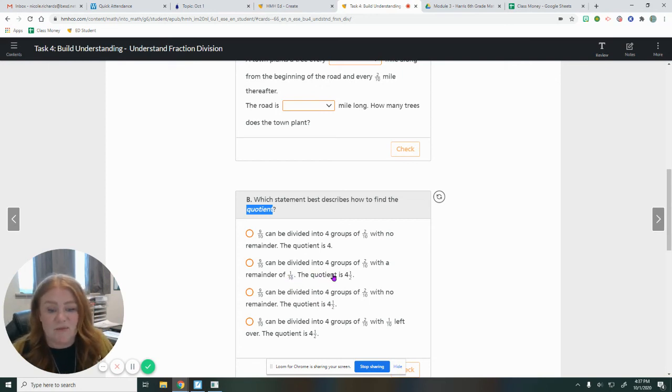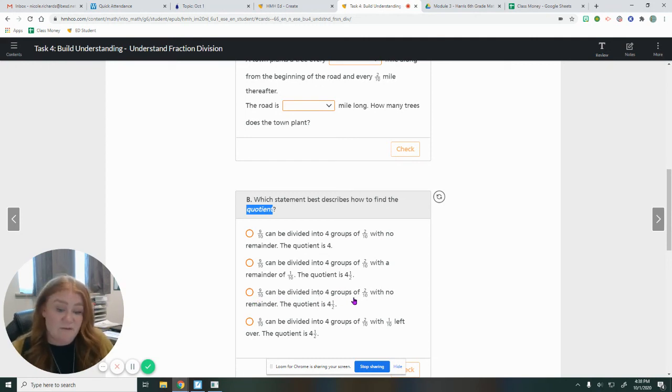So our quotient is 4.5. Because every 2/10 makes it a whole thing. So if you only have 1/10, we know that's half of the distance. So 9/10 can be divided. So that one sounds good. Let's just double check ourselves.